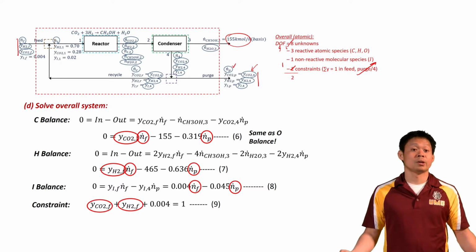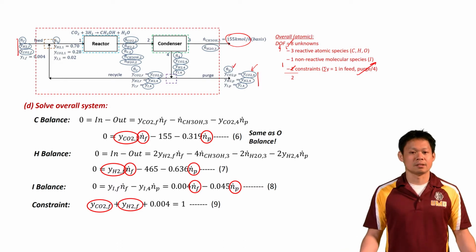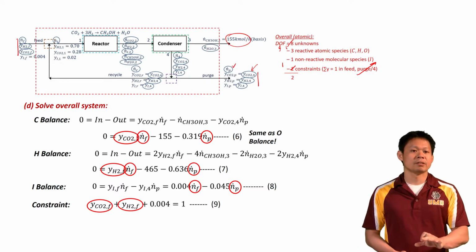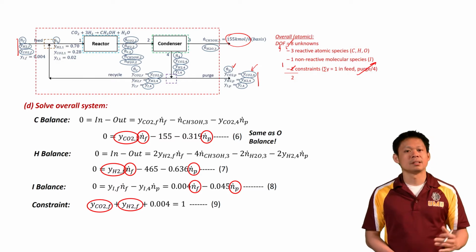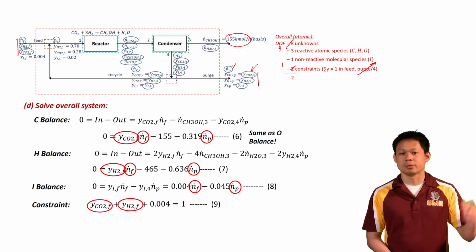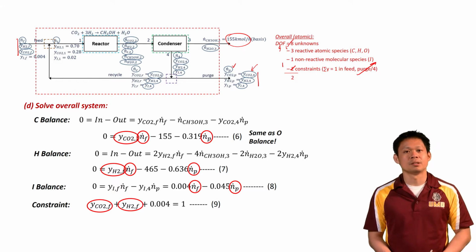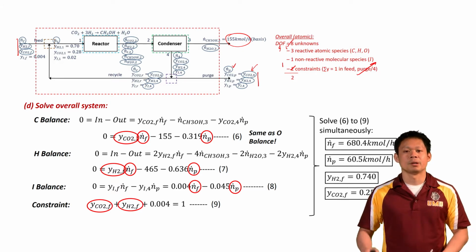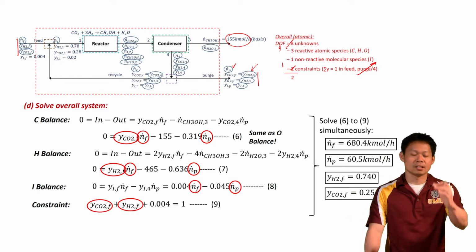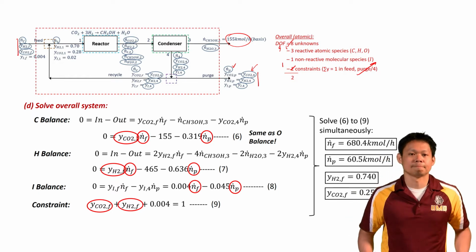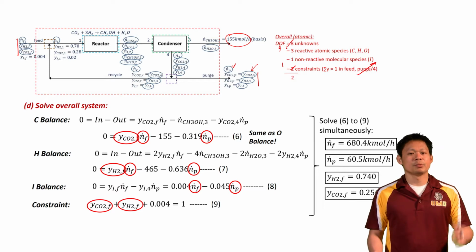Now this is the case where we have to solve all four of these simultaneously. I'm not going to go through the math down here. The math will be posted online with the full set of solutions showing all the calculations. So try it on your own and do the algebra on your own and double check your answers there. But by solving 6 to 9 simultaneously, you can solve for these four unknowns. Once we have that, we only have one unknown left, which is our recycle.